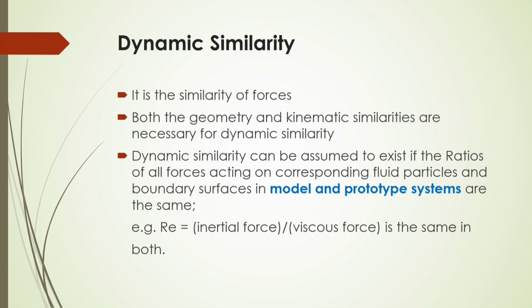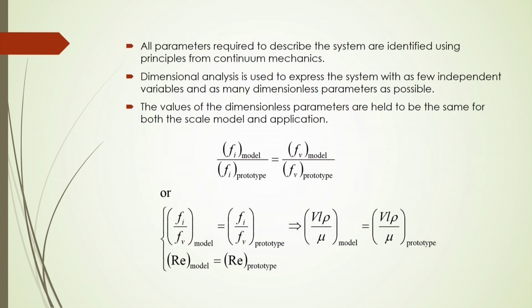This dynamic similarity is assumed to exist if the ratios of all forces acting on the corresponding fluid particles and the boundary surfaces in model and prototype systems are the same. As an example, if we consider the Reynolds number, this is basically the ratio of two forces, one is inertia force and the other is viscous force. So, this is the ratio of inertia force to viscous force, and it should be the same in the analysis for dynamic similarity.